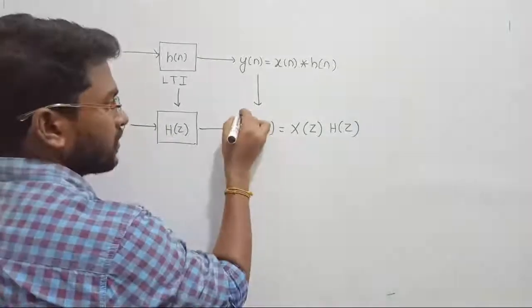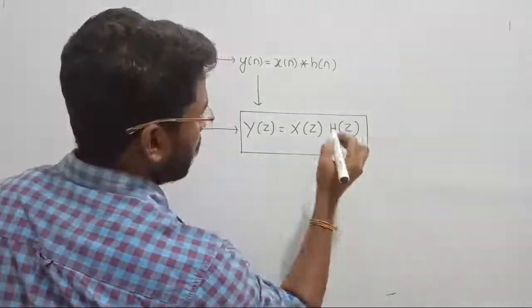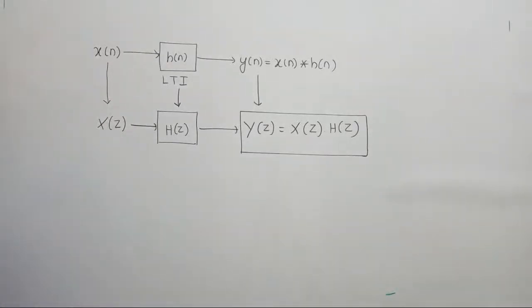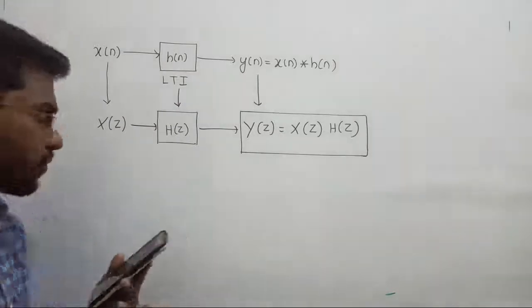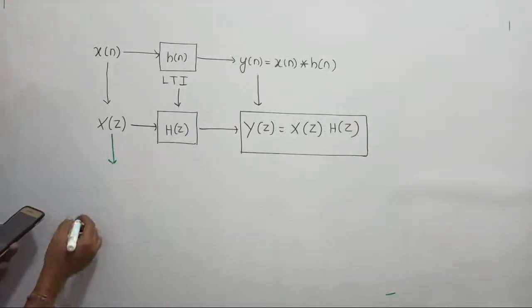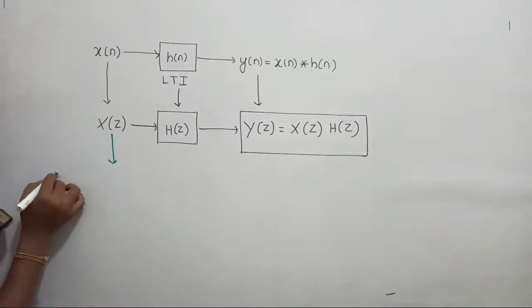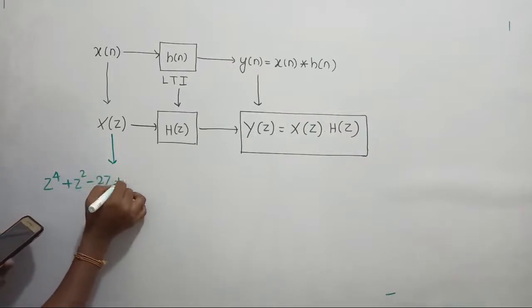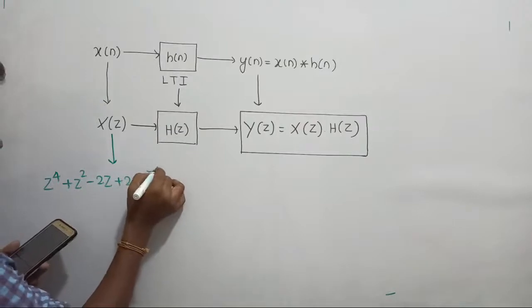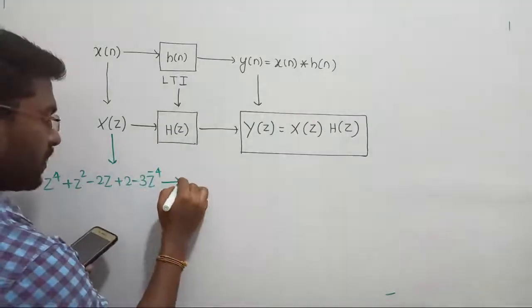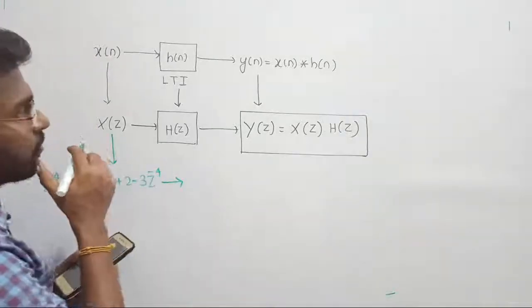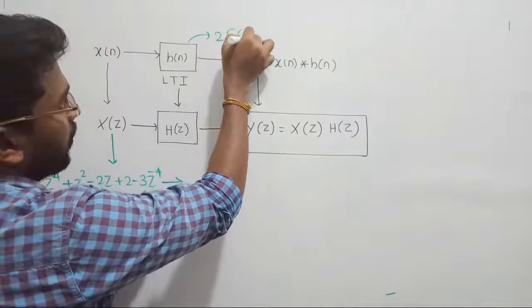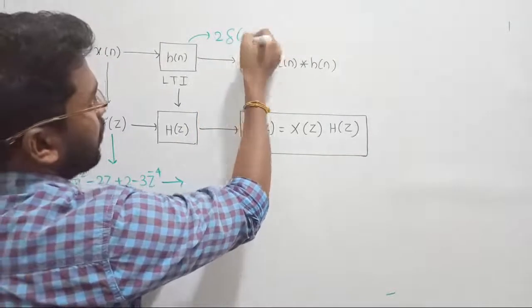Now this is going to be the answer for our function, and then you will see at n equal to 4 what we are going to get. Now what was given in the question? Let me take the question once. In the question, x of z is given as z power 4 plus z power 2 minus 2 z plus 2 minus 3 z power minus 4. Now we are just passing this signal through this system. The impulse response given is h of n equal to twice del of n minus 3.